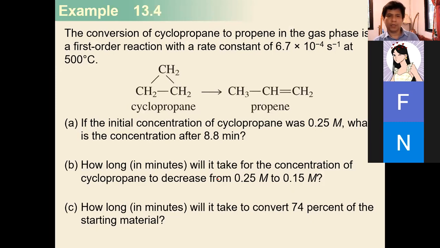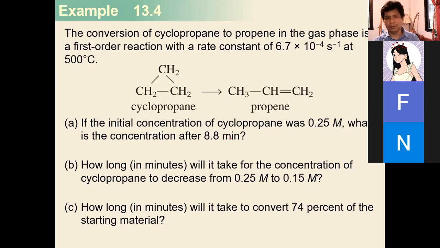So the conversion of cyclopropane to propene in the gas phase is a first order reaction with the rate constant 6.7 times 10 to the negative 4 per second. So this is the k, ito yung k niya at 500 degrees Celsius. So letter A, if the initial concentration of cyclopropane was 0.25 molar, the first question is, what is the concentration after 8.8 minutes? Okay?